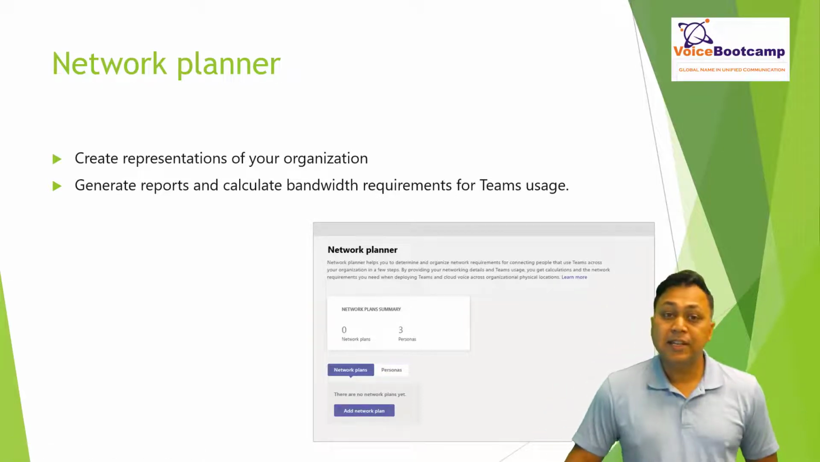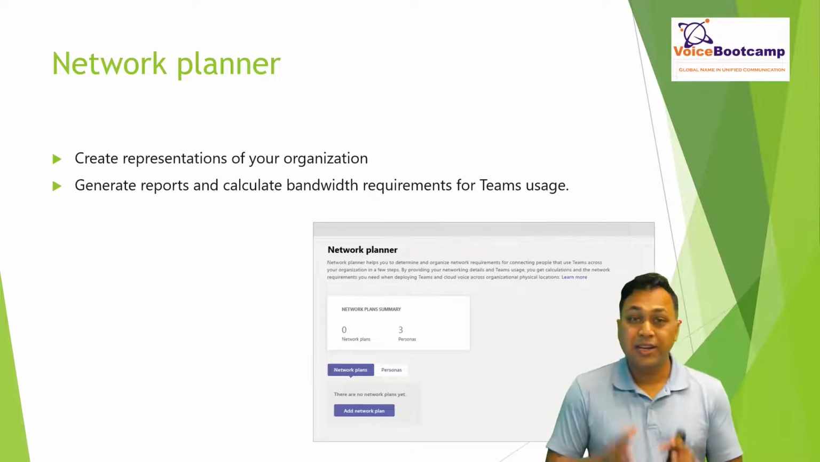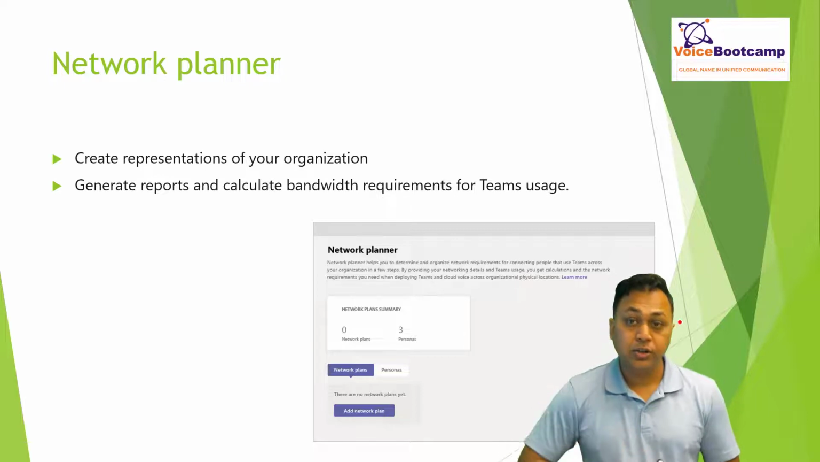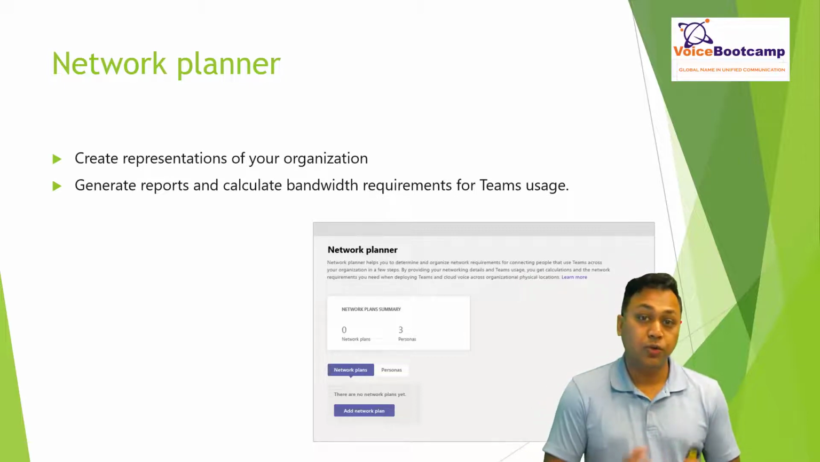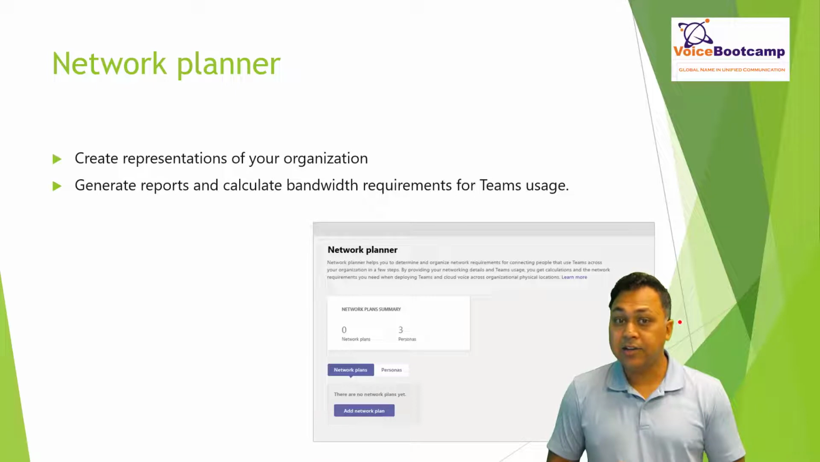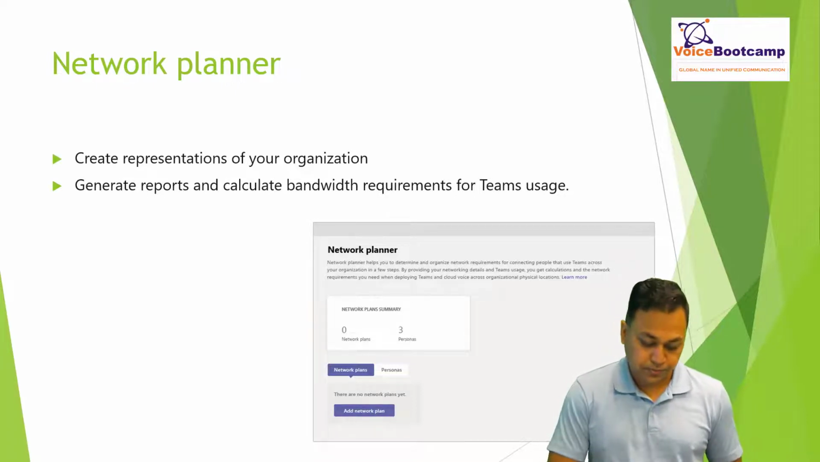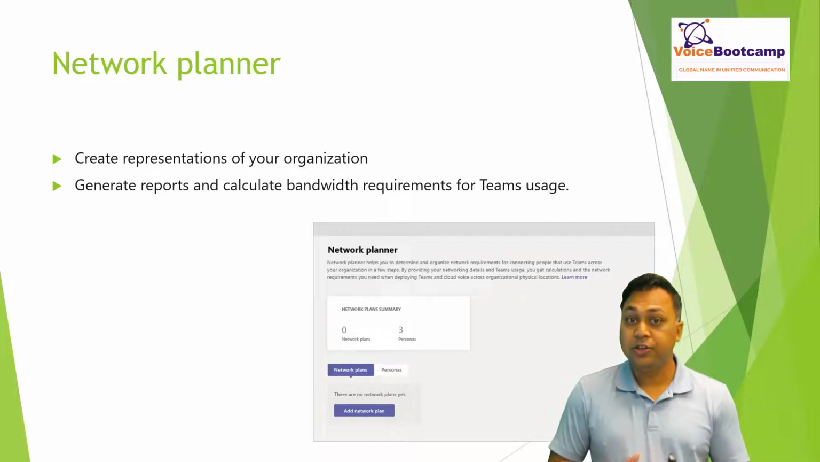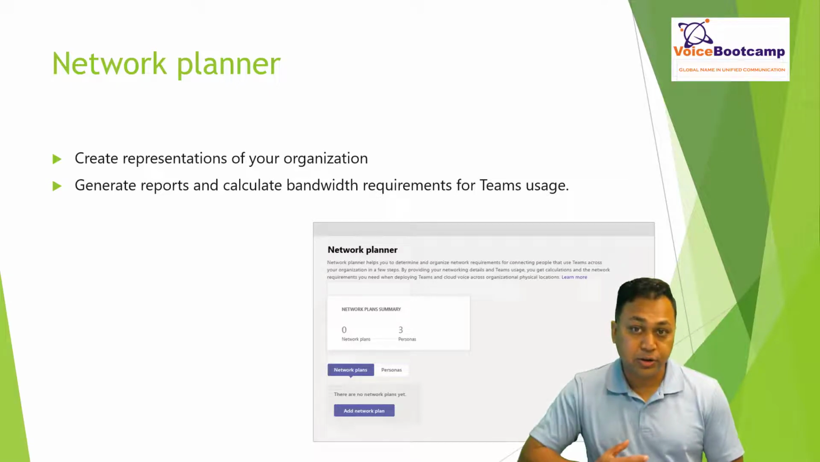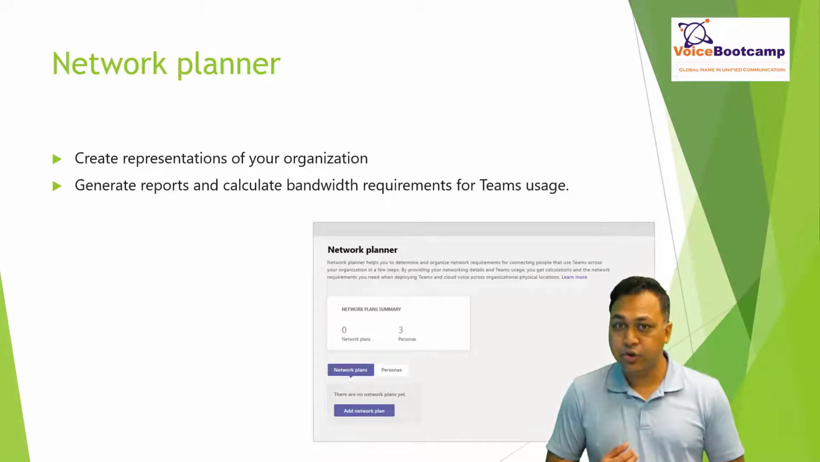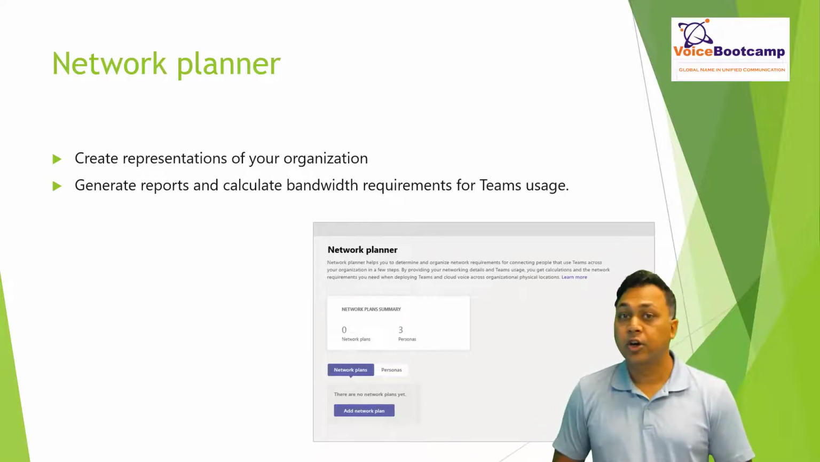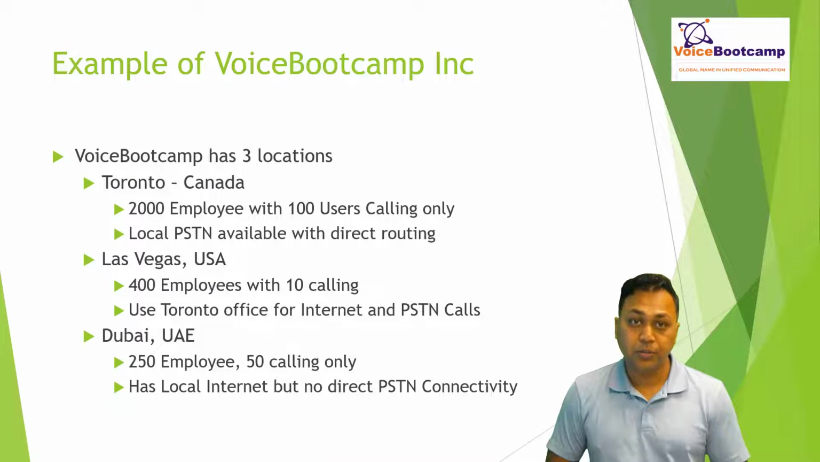Basically, Network Planner allows you to create a representation of your organization using sites or locations and Microsoft recommendations for those locations. It generates a report with the calculated bandwidth requirements for your tenant. In order to access the Network Planner, you as a user must be either a global administrator, Teams administrator, or Teams communications administrator. One of those three roles will give you access to the Network Planner.